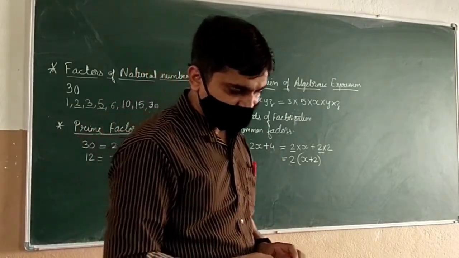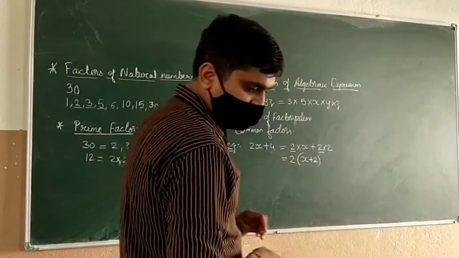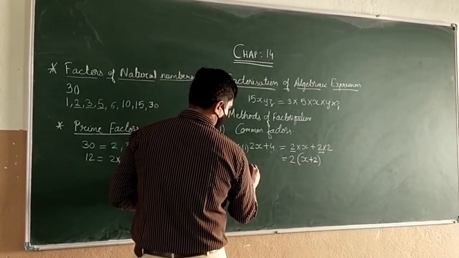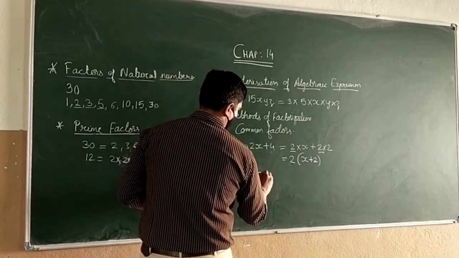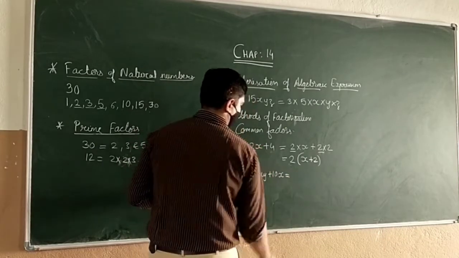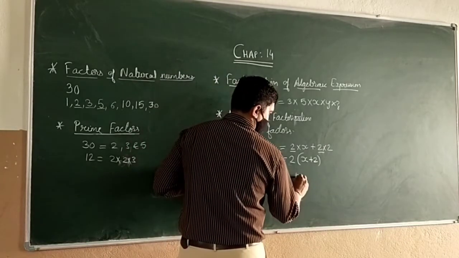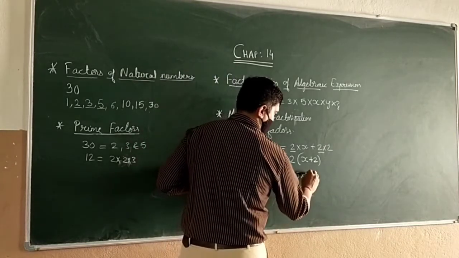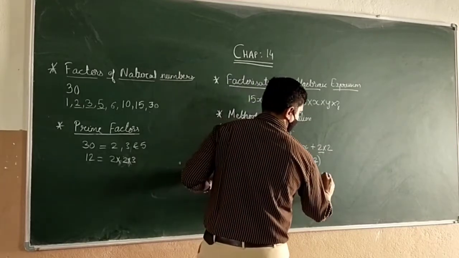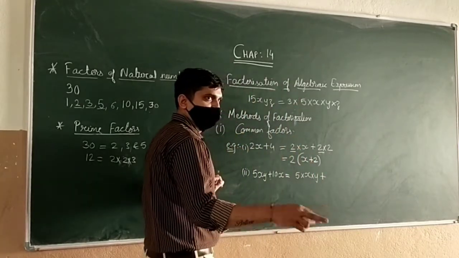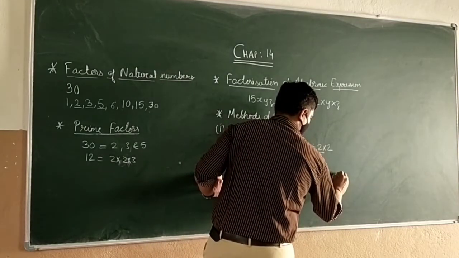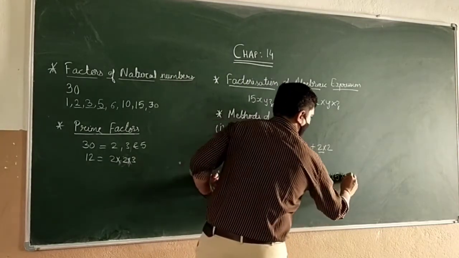Let me take another example. 5xy plus 10x. 5 is already a prime number. So 5 into x into y, plus 10 we can write as prime factors: 2 5s are 10, right? 2 into 5 into x.